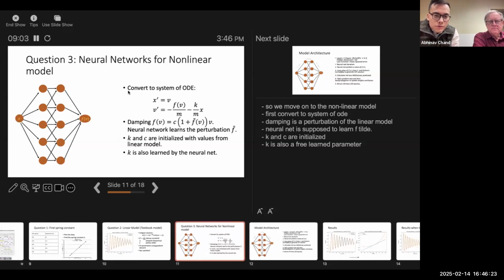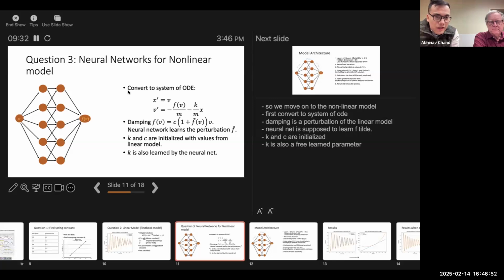So first step is to convert the differential equation that we have, the second order differential equation, into a system of first order ODEs. So first we have x prime equals v. v is the auxiliary variable, which represents velocity. And v prime equals negative f of v over m minus k over m times x. Now f of v is the damping function that we want.